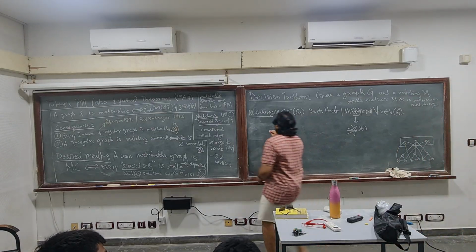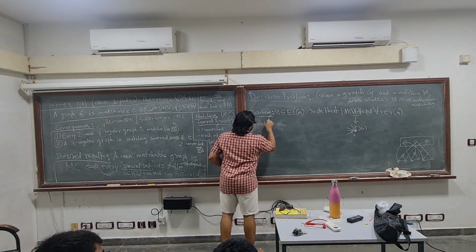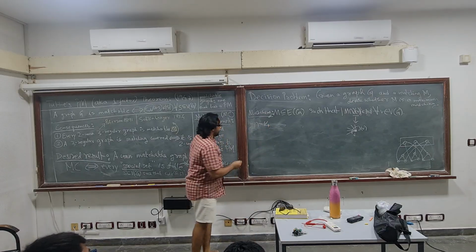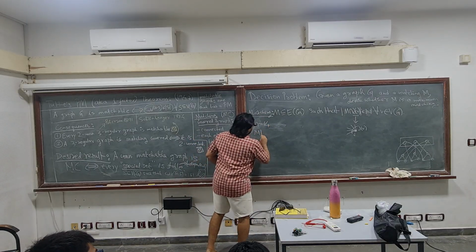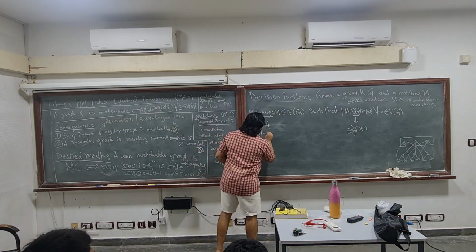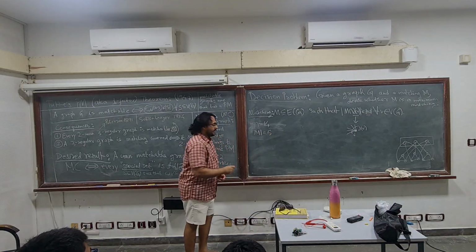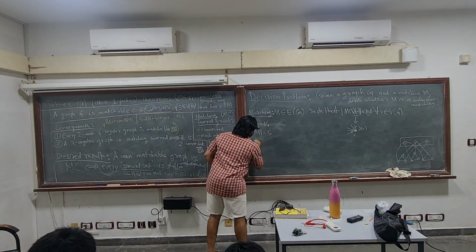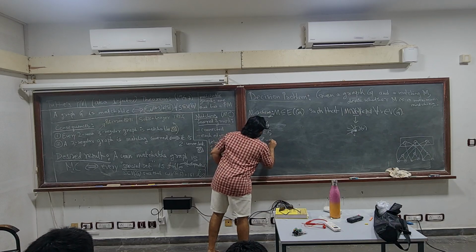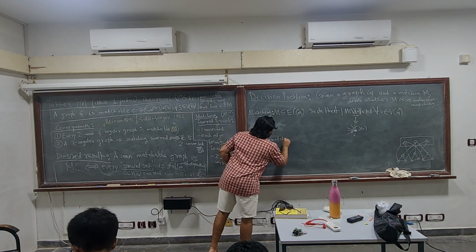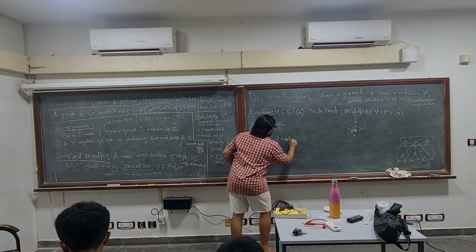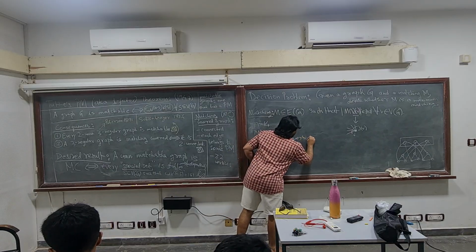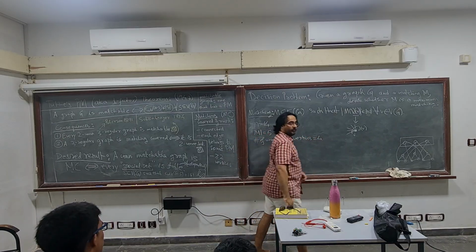So just to write it down. Supposing the graph has 14 vertices and I give you a matching with 5 edges. That means that it matches 10 vertices. So the number of unmatched vertices is equal to 4. You all agree?